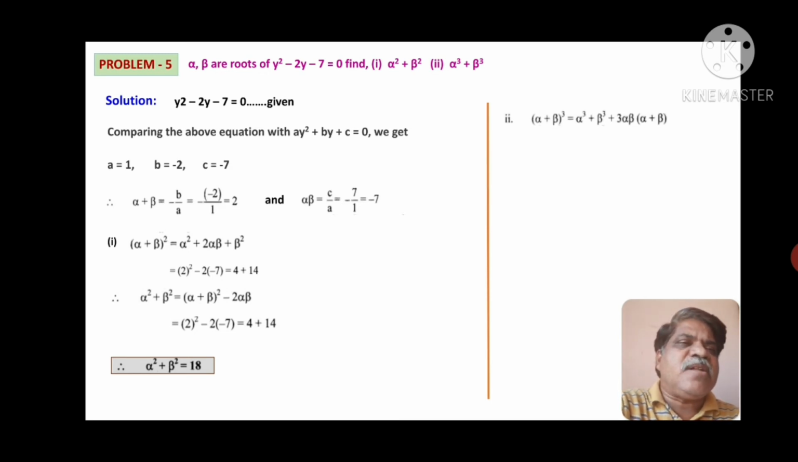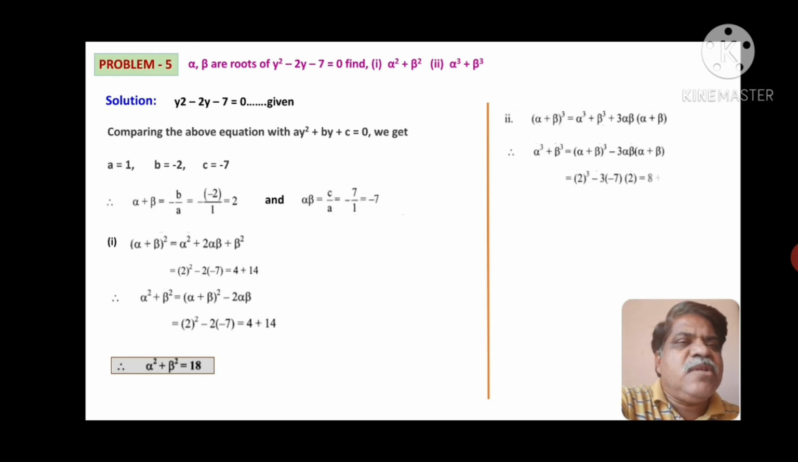(alpha + beta)^3 = alpha^3 + beta^3 + 3 alpha beta (alpha + beta). Friends, here alpha^3 + beta^3 will be (alpha + beta)^3 minus 3 alpha beta (alpha + beta).